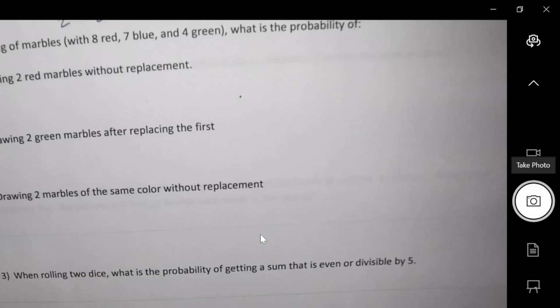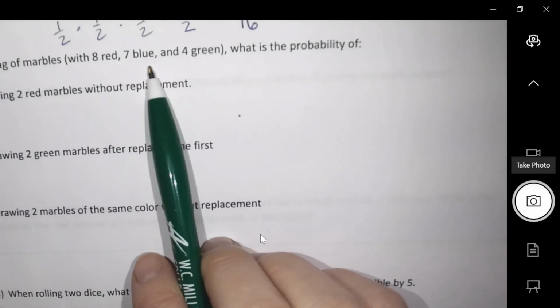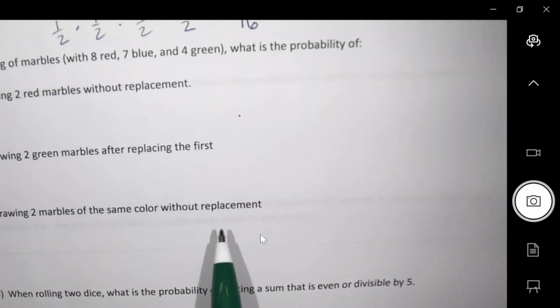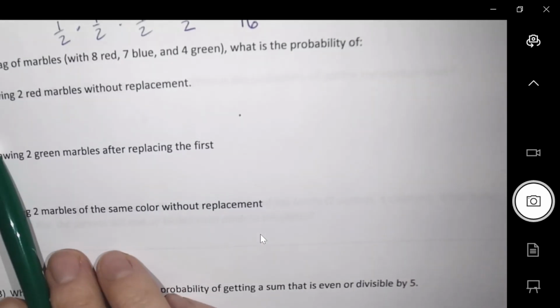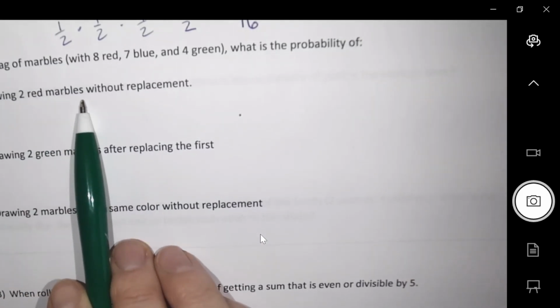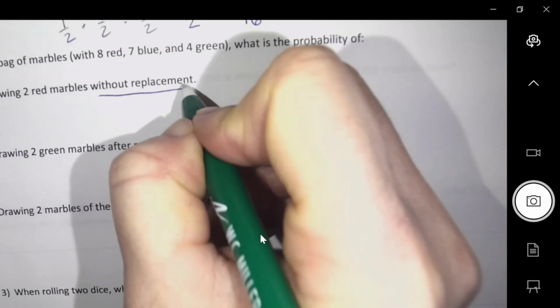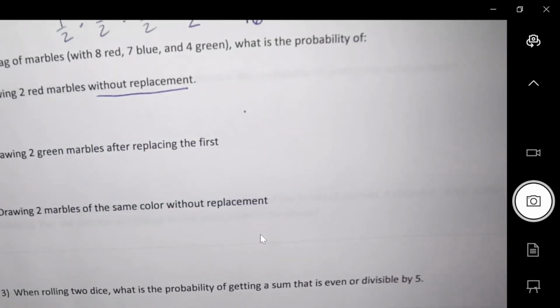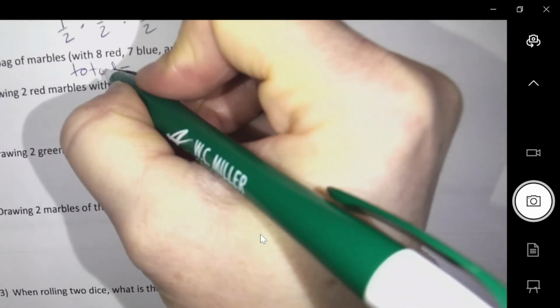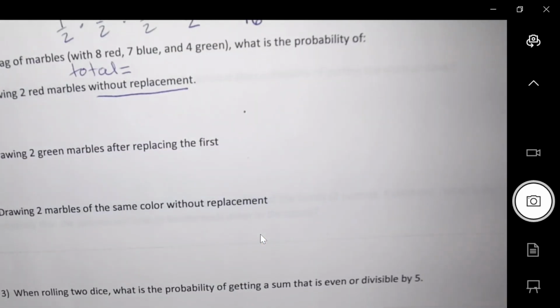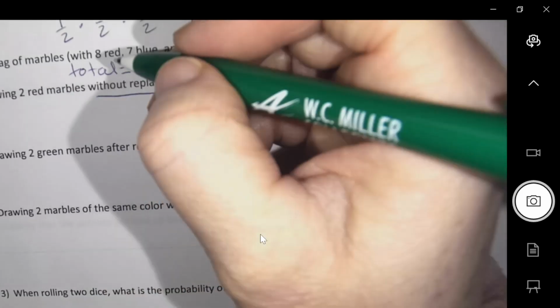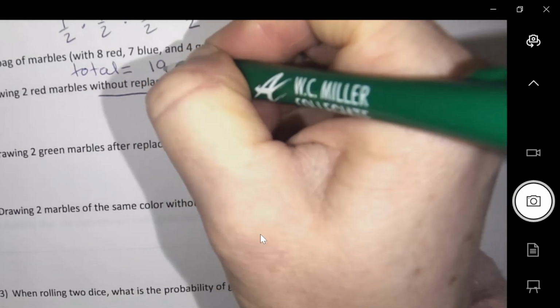Bag of marbles we have, and then it says 8 red, 7 blue, 4 green. What's the probability of drawing 2 red marbles without replacement? Okay, can you give me the total marbles here? Because probability is always out of totals. So we have, what does that come out to be? 19 marbles?